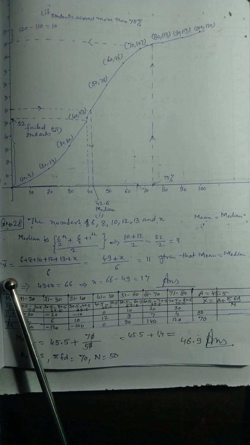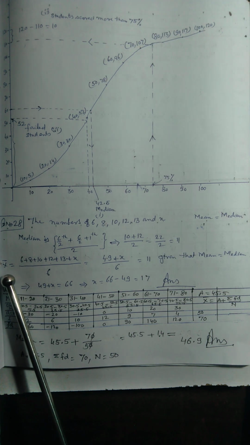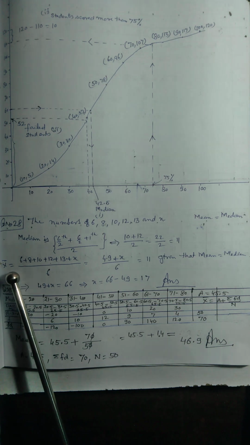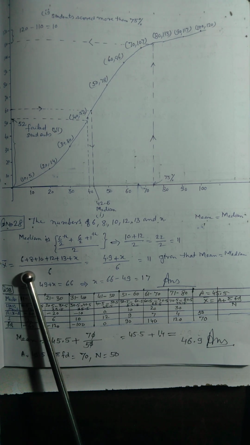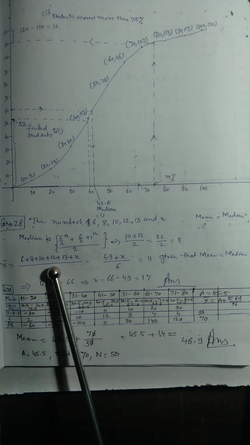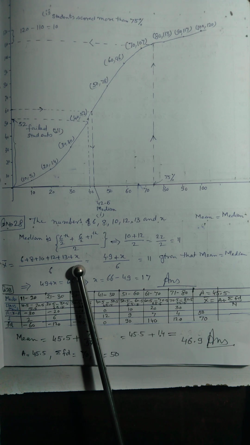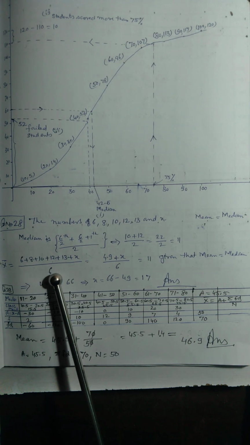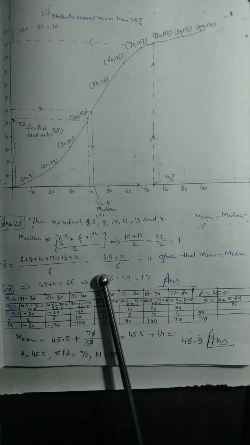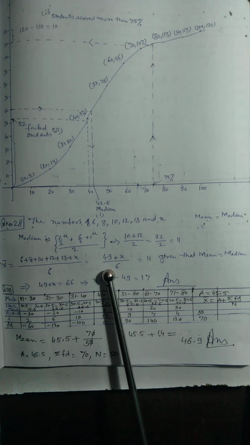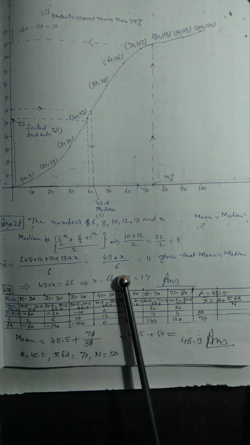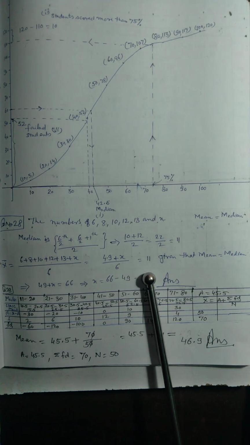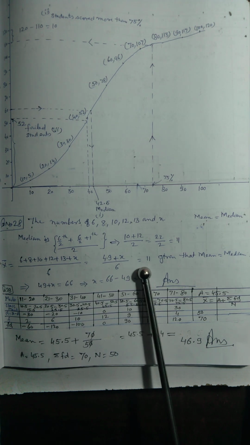Now we have got the value of x bar. X bar, that is the mean, will be equal to 11. So 6 plus 8 plus 10 plus 12 plus 13 plus x, whole divided by 6, because these are 6 numbers. So it will be equal to 49 plus x, whole divided by 6. It is equal to 11. Now cross multiply it.